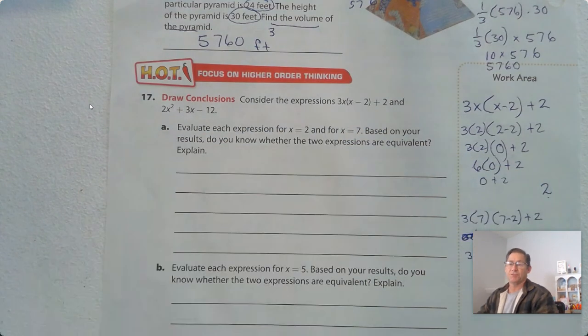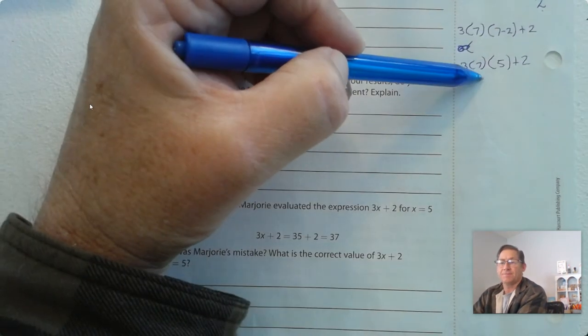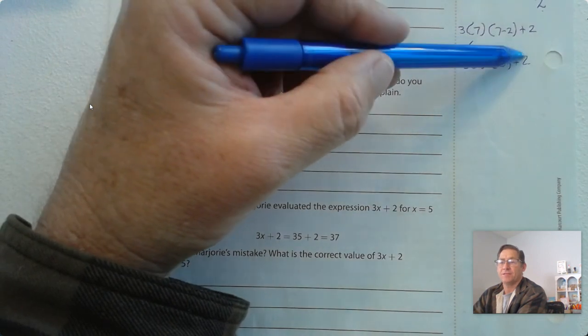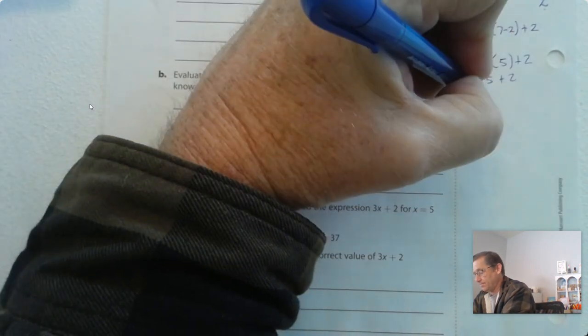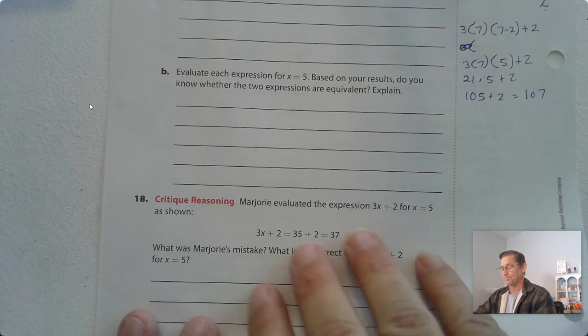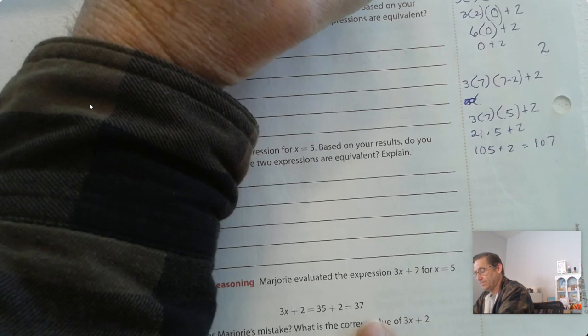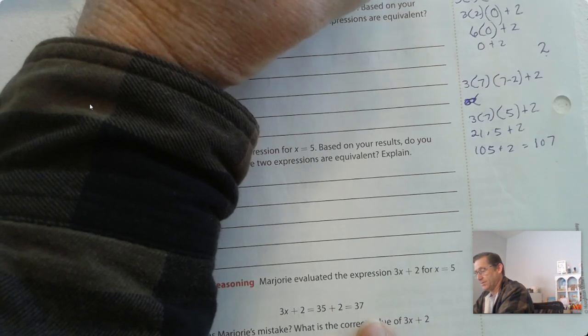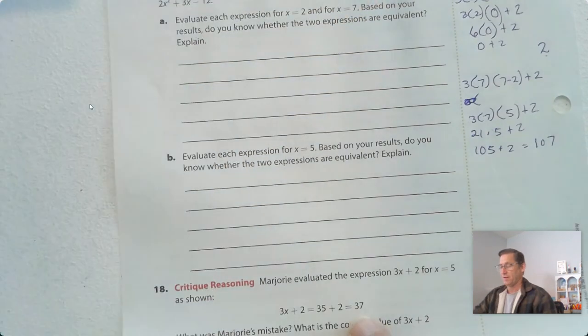Okay, now for 7. Step 1, substitute 7 for x. 7 minus 2 is 5. So now we have 3 times 7 times 5 plus 2. So 3 times 7 is 21 times 5 plus 2. So 5 times 21 is 105 plus 2 gives us 107. All right. So when x equals 2, the answer is 2. When x equals 7, the answer is 107. And now we need to do the same thing for the second expression.